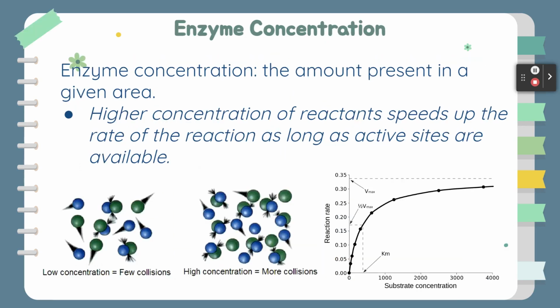All right, now let's discuss concentration. Enzyme concentration refers to the amount of enzymes present in a given area. The concentration of enzymes directly affects the rate at which reactions occur. The fundamental principle here is that higher enzyme concentrations result in faster reaction rates. Why? Because with more enzymes available, there are more active sites ready to bind with substrates and catalyze reactions.